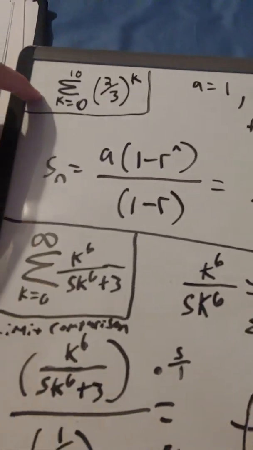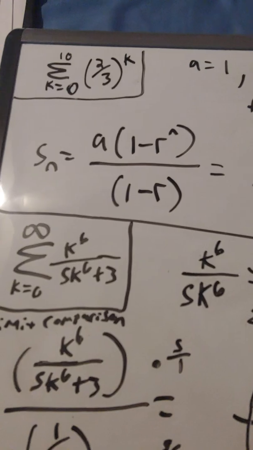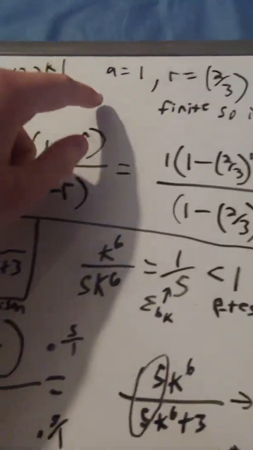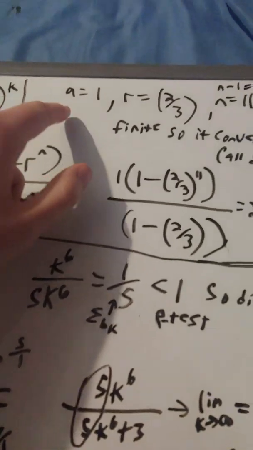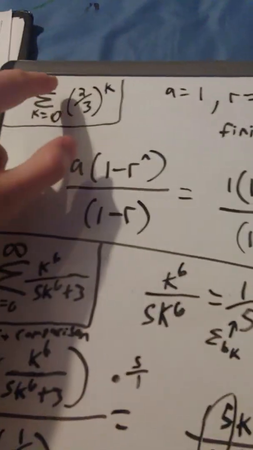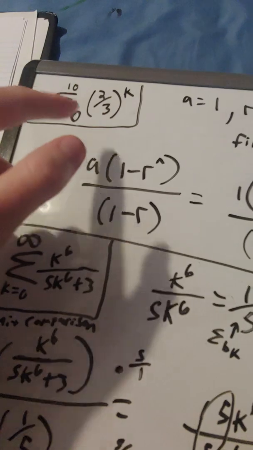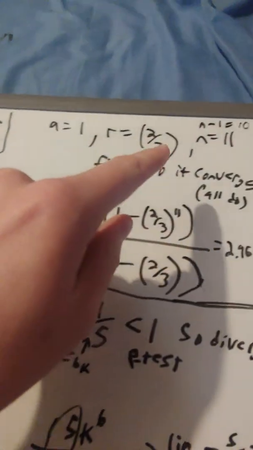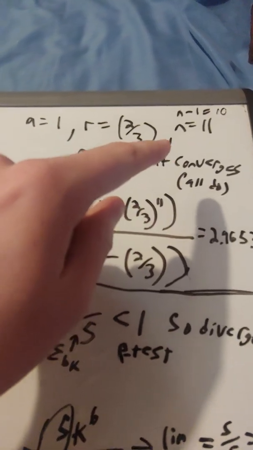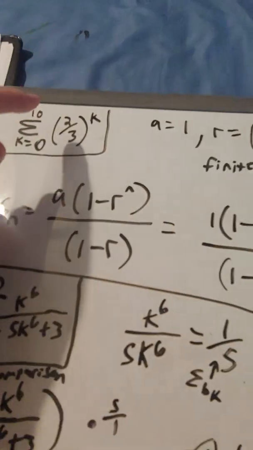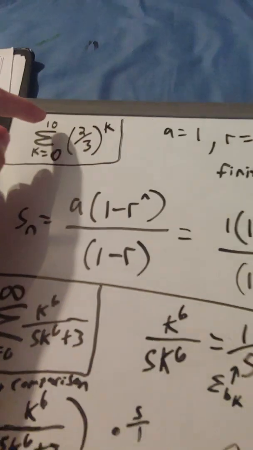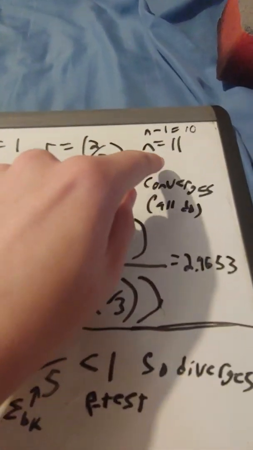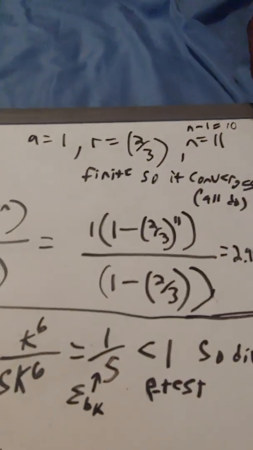Our first problem is right here, the summation of 2/3 k. The first thing I like to do is write down my variables. So a is equal to 1, because there's nothing in front of the 2/3, so that's assumed to be a 1. Your r value is 2/3, and the n value, we know it goes up to 10, and that value is n minus 1. So we can calculate that n is equal to 11.